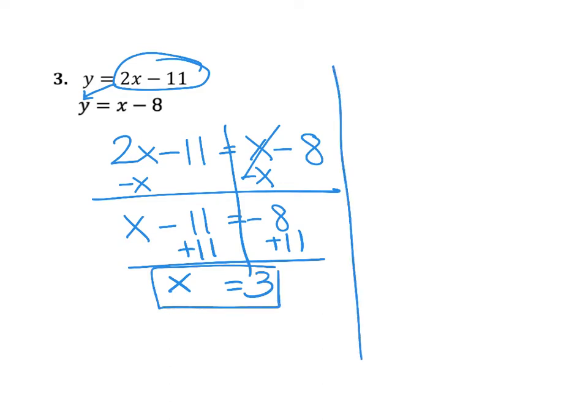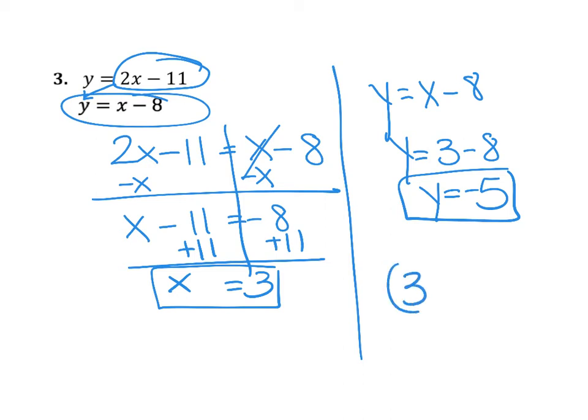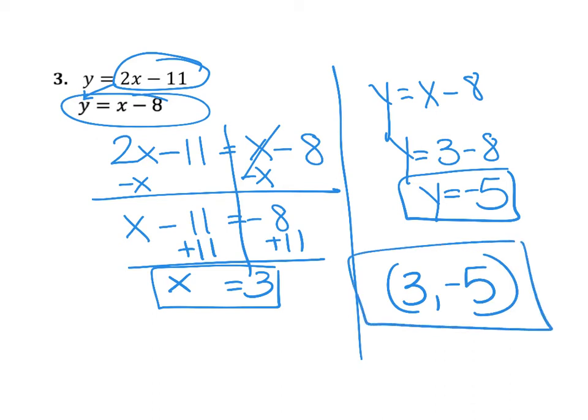Now we need to find our y. It doesn't matter which one you plug it into. I'm just going to take this one because that looks simpler. y is equal to x minus 8. y is equal to, x we're saying is 3, minus 8. So y will be equal to -5. All right, so then the point at which it intersects is going to be 3, -5. And again, you can go back up and double check it.